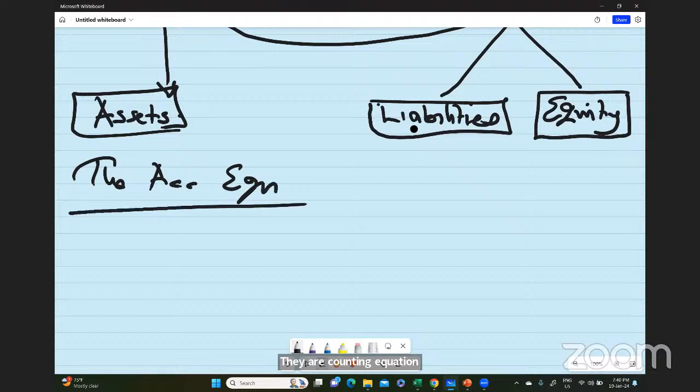Now, the accounting equation, I don't know if it is because of sharing. I think it is because of sharing, because if I don't share, it works perfect. Okay.